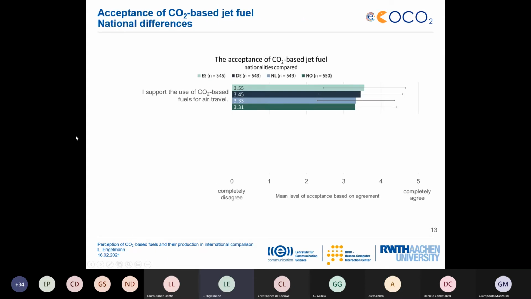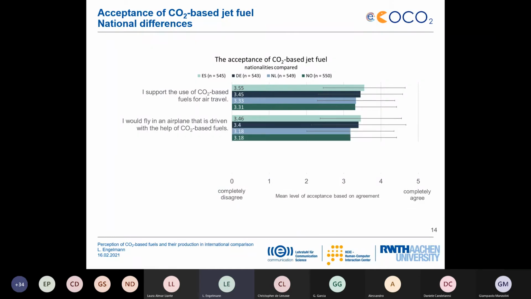Apart from this affective evaluation, we are interested in people's acceptance in the form of their willingness to really use a product. As you can see for this first statement that people had to indicate their agreement for, the general support for CO2-based jet fuel was the highest in the case of Spanish participants. The same applies for the next step, people's willingness to actually fly with a plane fueled with CO2-based fuels.